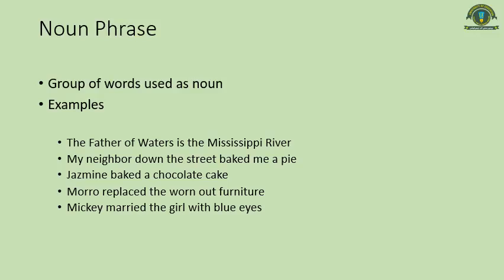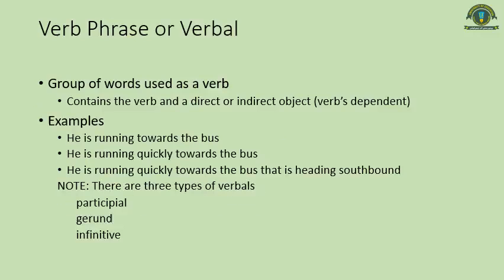Moro replaced the worn out furniture. In this noun phrase, the worn out furniture is the object of the verb replaced. Let's look at another example. Mickey married the girl with blue eyes. In this example, the girl with blue eyes is the object, and it also has a preposition, with blue eyes. So I think that you have got a better idea about noun phrases. So we will move towards the verb phrase now.